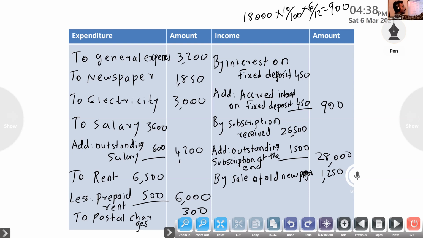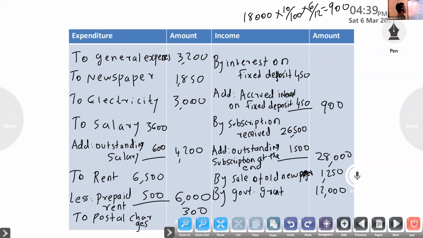Government grant. Where will it come? Government grant. Yes, by government grant, 12,000. Next, sale of furniture is there. Book value 5,000. Sold value 3,700.